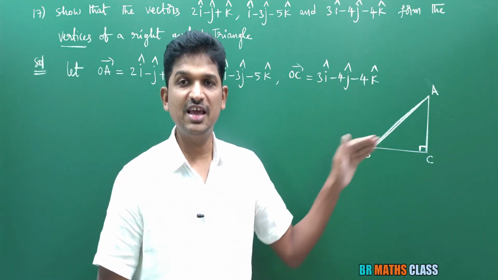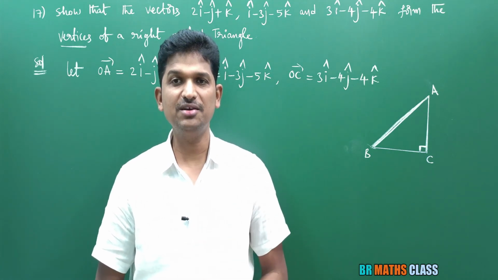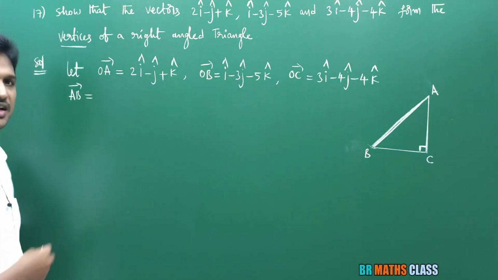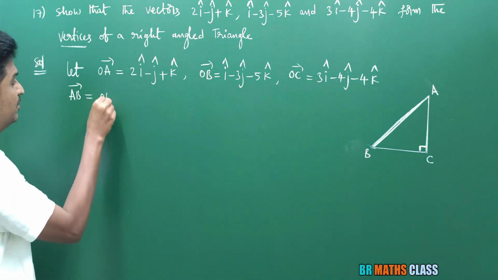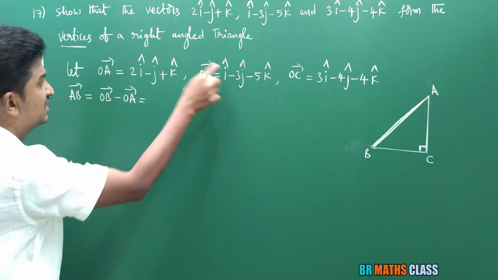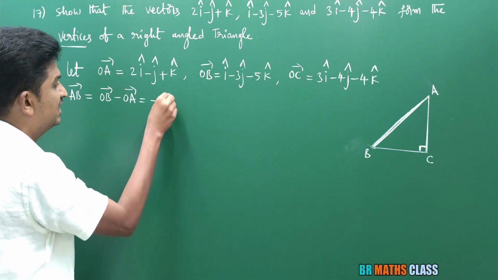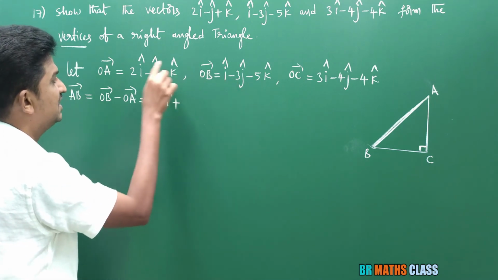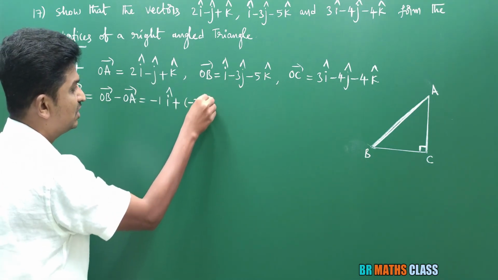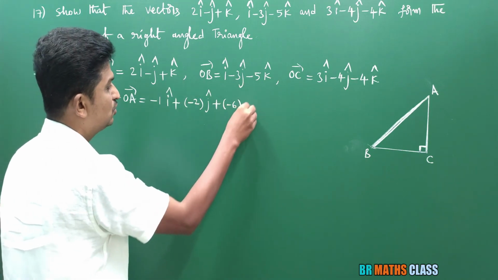To get the lengths AB, BC, CA, I will calculate AB bar, BC bar, CA bar first. As they given OA bar, OB bar, OC bar, I can calculate AB bar easily. The formula for AB bar is OB bar minus OA bar. See, this vector minus this vector. Subtract 1 minus 2, that is minus 1 into i cap, plus minus 3 minus of minus 1, that is minus 3 plus 1, minus 2, minus 2 into j cap, plus minus 5 minus 1, that is minus 6 into k cap.